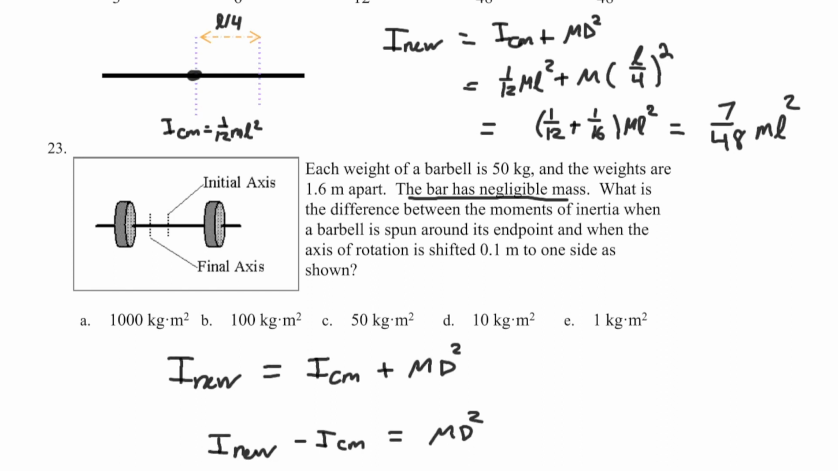So the total mass of the system is 50 plus 50 equals 100 kilograms, and the distance that the axis is moved by is 0.1. So it actually just shifts by 1 kilogram meter squared. And that's E.